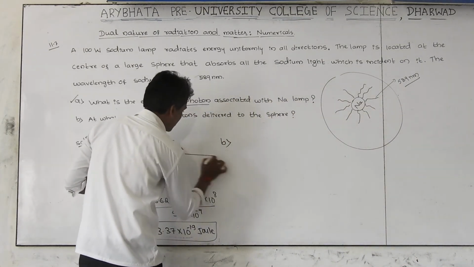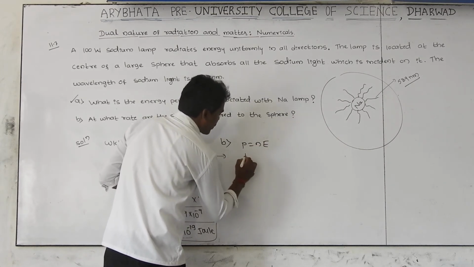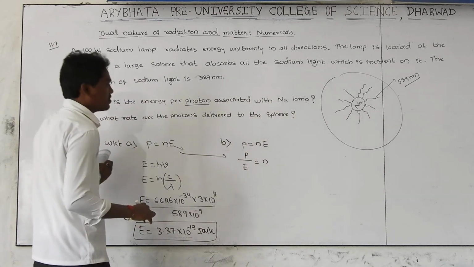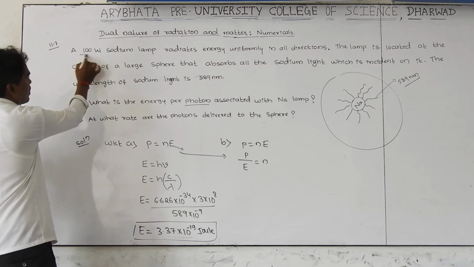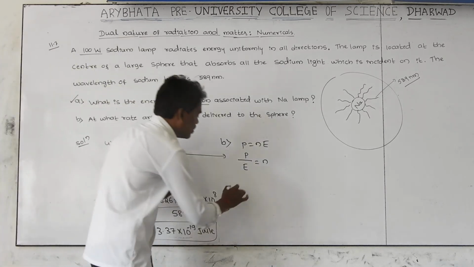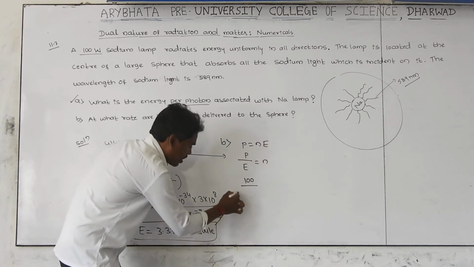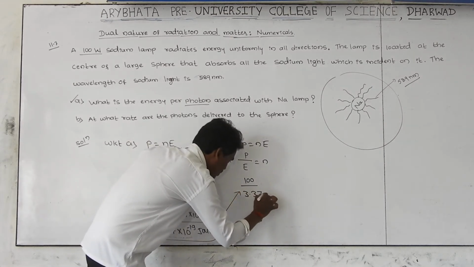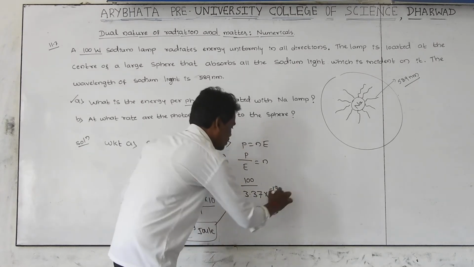That is P is equal to N into E. N value you have to find out. P divided by E is equal to N. The P value he has given is equal to 100 watt. Here P is the power value, that is 100, divided by the energy of one radiation you already calculated, that is 3.37 into 10 to the power of minus 19 joule.